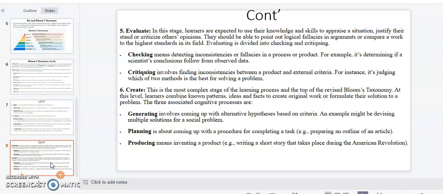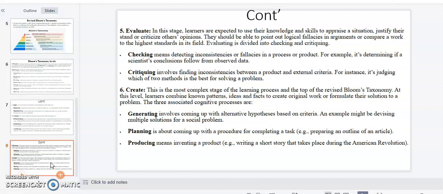The fifth one is evaluate. In this stage, learners are expected to use their knowledge and skills to appraise a situation, justify their stand, or criticize others' opinions. They should be able to point out logical fallacies, inaccuracies, or compare work to the highest standards in the field. Evaluating is divided into checking and critiquing.